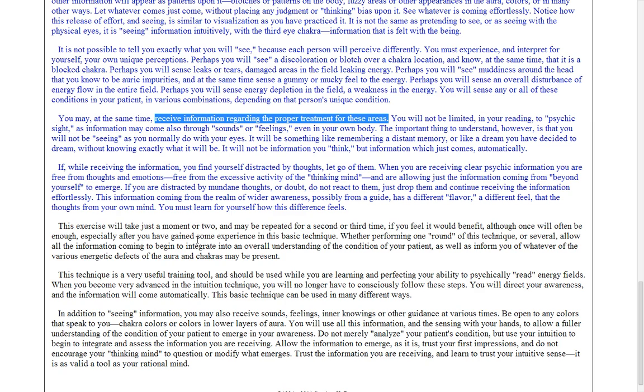This information coming from the realm of wider awareness, possibly from a guide, Ahaya, Shora, Ahaya, the Almighty I Am, pure white light spirit, has a different flavor, a different feel than the thoughts from your own mind. You must learn for yourself how this difference feels, so you can tell when a guide is assisting you, and you can tell when it's just your own mind. You know what I'm saying? You can tell there's a different feeling when a guide speaks through you. And I feel like my guides are telling me to speak this way. Seriously.